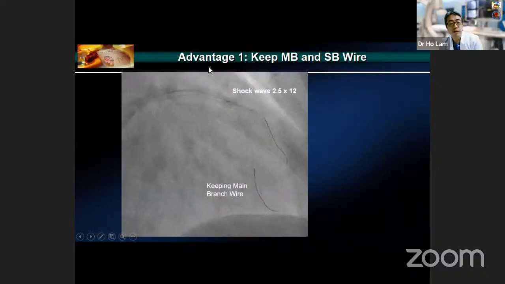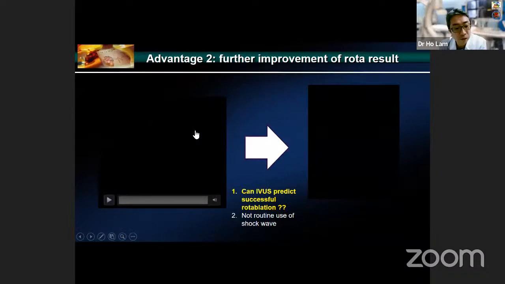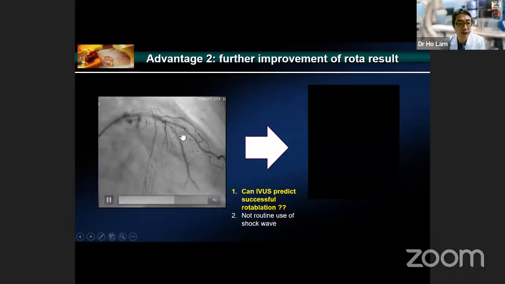So this is the first advantage of rotablation and shockwave together: you can keep the main branch and the side branch together at the same time. In this situation, I just keep the main branch wire, wire the side branch, and then do the shockwave. And afterward, I can do the stenting.